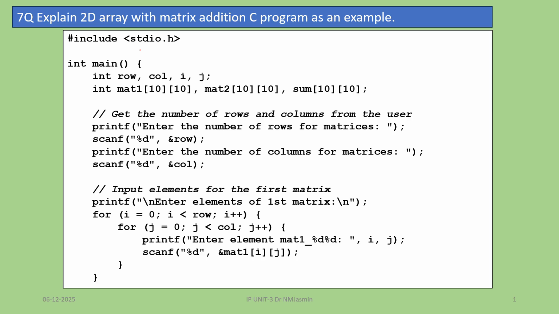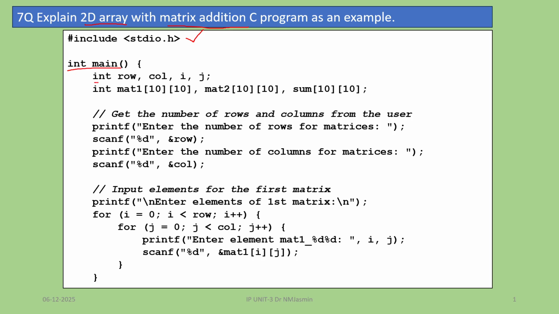So now I would like to discuss the two-dimensional array, in matrix addition using a C program. For that, in the C program, first we have to start with the header file for input output functions. Start the main function, and thereby we can start the execution.